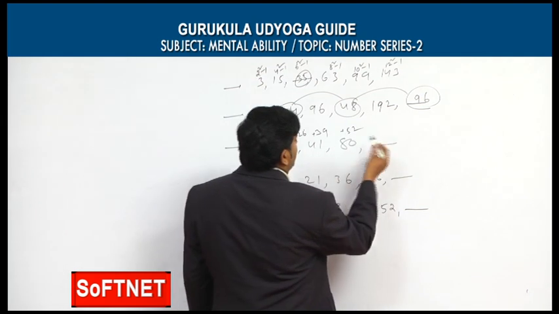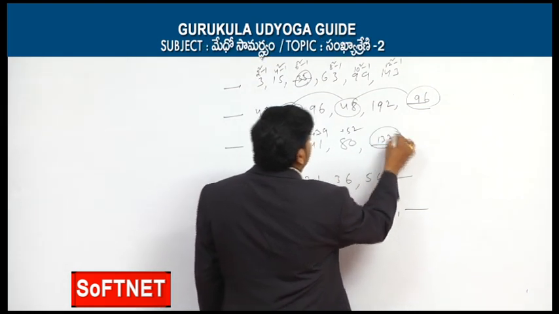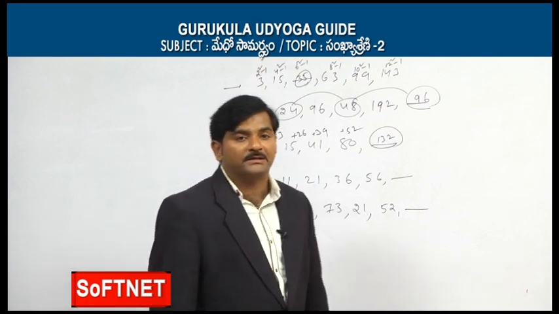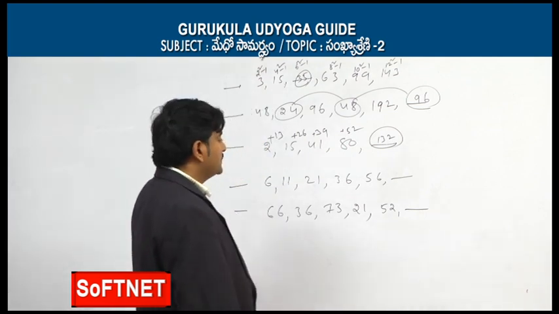80కి ఆ 52 యాడ్ చేస్తే ఎంత వస్తుంది? మన ఆన్సర్ 132. 132 is the required answer for that. Okay, I hope you understood this one.